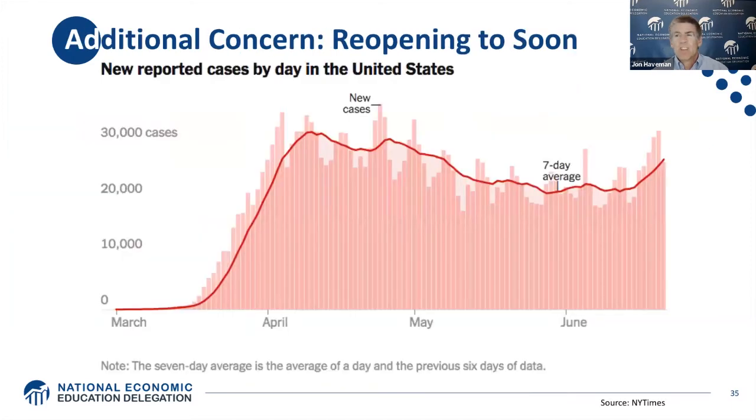Now, I worry about the opening because I see graphs like this, right? This red line, that's the 7-day average of new cases. And for the last couple of weeks, we've been trending up. And that troubles me. And I first thought, oh, well, we're testing more, so maybe that's just naturally going to happen. And it turns out it's not because of testing. The rate of positives with each test is higher now than it was a month ago.